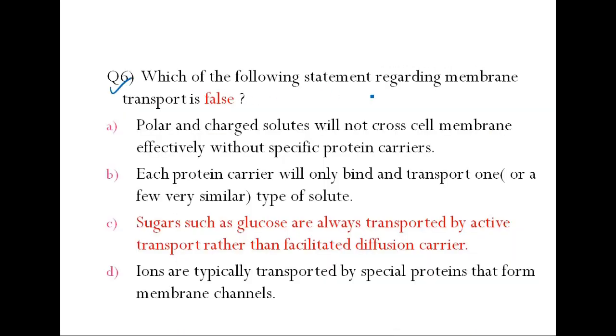Next question, which of the following statements regarding membrane transport is false? So they are asking for the wrong answer. If you see the third option, sugars such as glucose are always transported by active transport rather than facilitated diffusion. But we have seen that GLUT works by the process of facilitated diffusion, so it is a wrong answer. It's not always by active transport, facilitated diffusion is also involved.